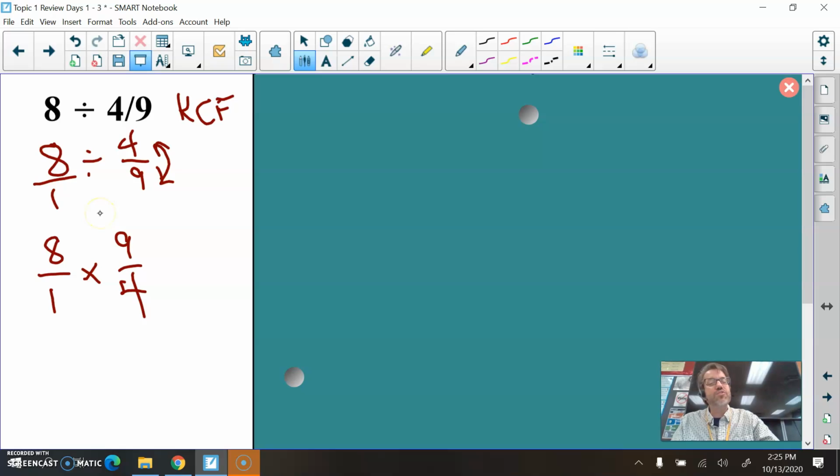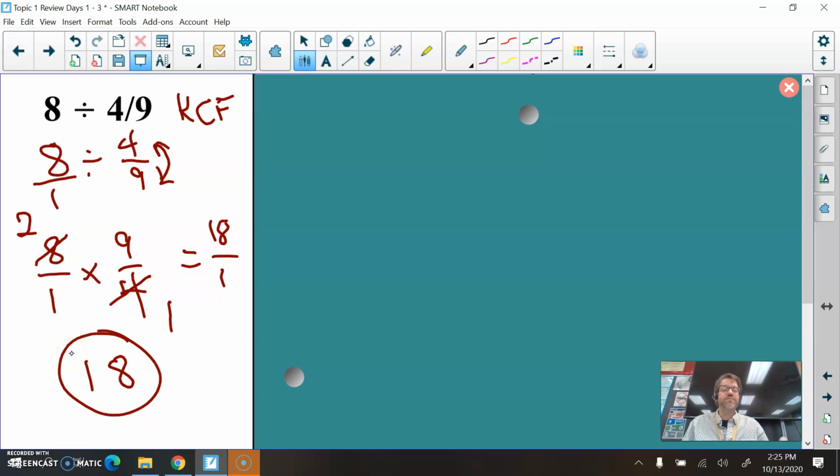And now I can do some simplifying. I see the 4 and the 8 can both be divided by 4. 4 goes into 4 once, into 8 twice. And then I multiply. 2 times 9 is 18 over 1 times 1, which is 1. So my answer is just a whole number, 18. Okay?